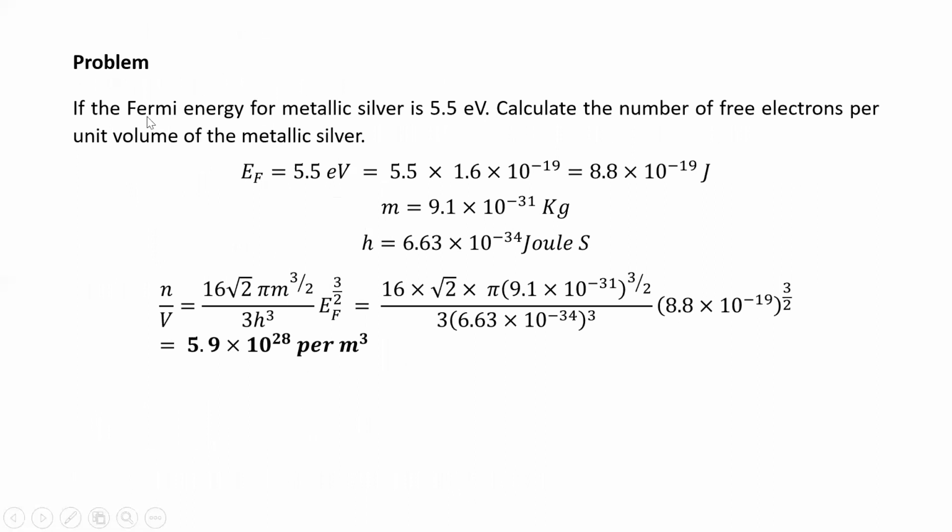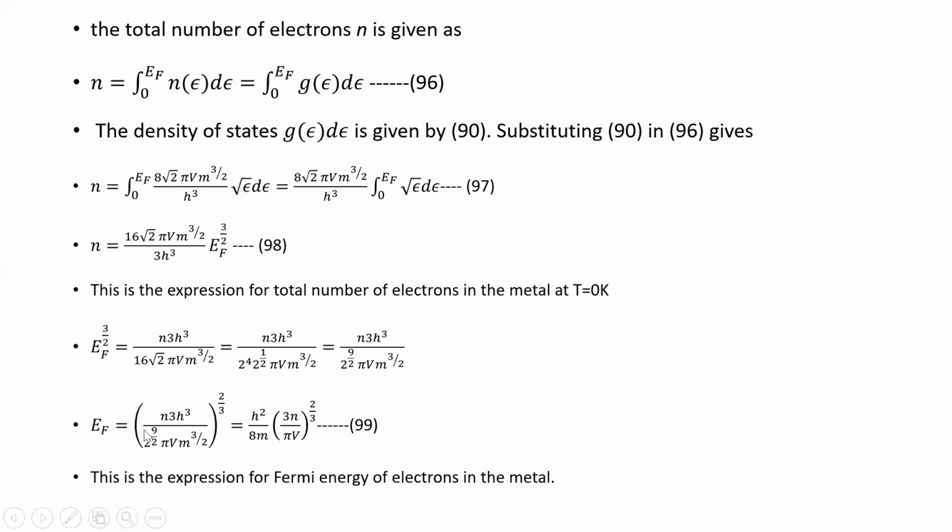Now consider a problem. If the Fermi energy for the metallic silver is 5.5 electron volt, calculate the number of free electrons per unit volume of the metallic silver. So the Fermi energy is given by 5.5 electron volt. For doing the calculation, we need to convert it into joules. So multiply with 1.6 times 10 raised to minus 19 to convert it into joules. Then this is the mass of the electron and this is Planck's constant. This is the expression of Fermi energy.